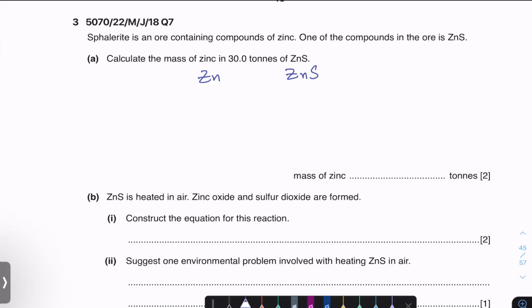So zinc के Ar को लिख लेंगे. I think zinc is 65 if I'm not wrong. Yes, 65. So 65 grams of zinc produces 65 plus 32, so 97 grams of zinc sulfide. So 30 tons, so मैं gram की tons सोच लेता हूँ, will produce X. And you can clearly relate them. Okay? And that's how you do this.